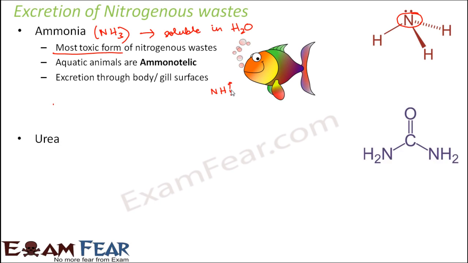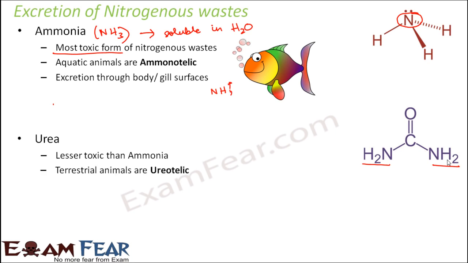The next nitrogenous waste is urea. Here you can look at the structure of urea, where again you have 2 amine groups. It is lesser toxic than ammonia. When compared to ammonia, it is not that toxic. Terrestrial animals are generally ureotelic, that is, they excrete wastes in the form of urea. Now you might wonder why terrestrial animals excrete their waste products in the form of urea and not ammonia.